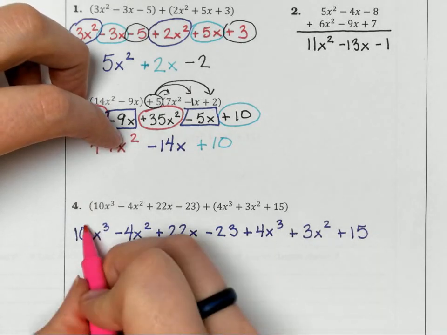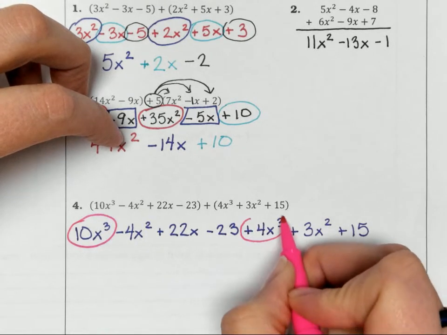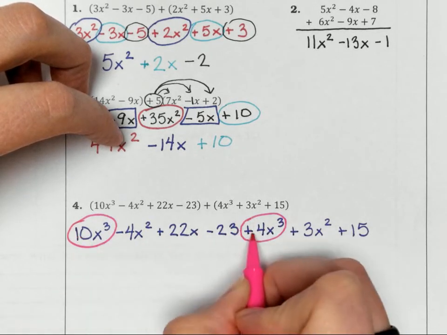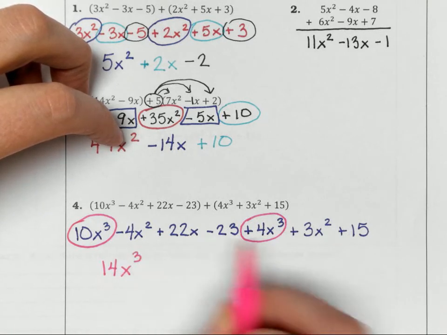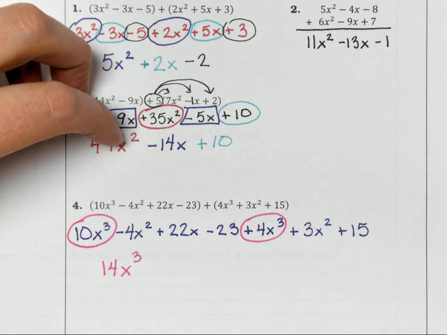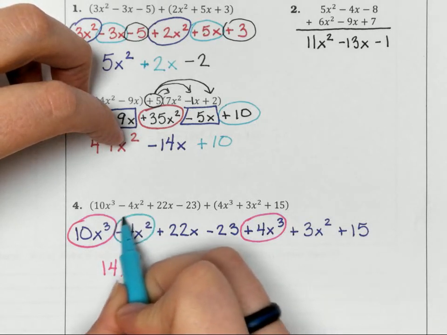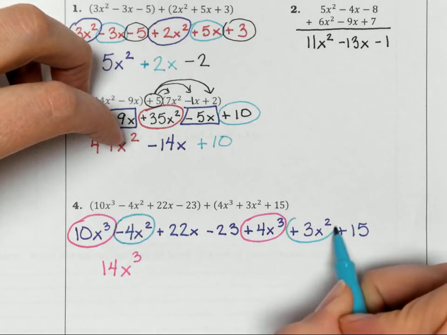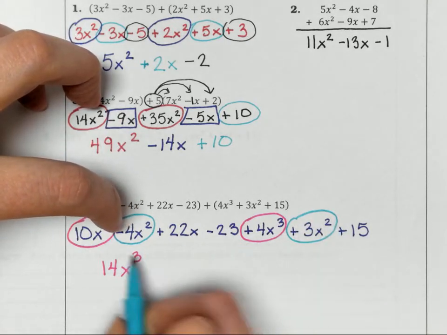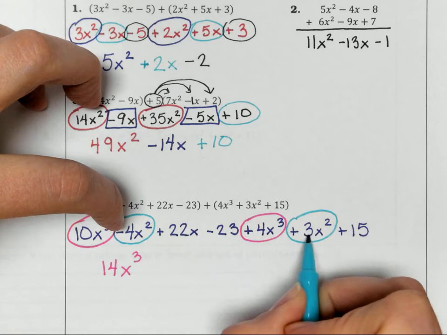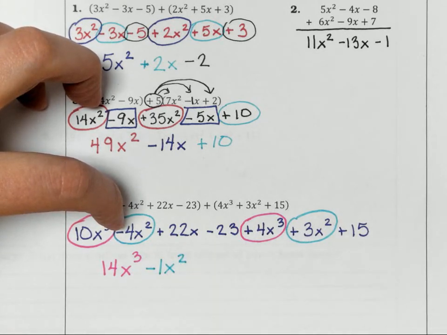So the x cubes are one set of terms that can be put together. 10 plus 4 is 14x cubed. And then we have negative 4x squared and a positive 3x squared. Again, like terms because they have the x squared. Add negative 4 plus 3 is negative 1x squared.